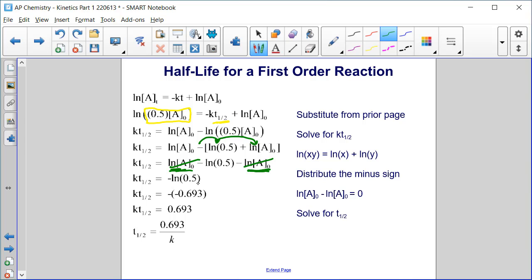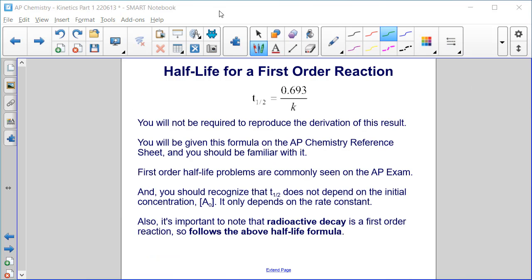The natural log of 0.5 is negative 0.693, so that becomes positive 0.693. And I divide both sides by k, and I get that the half-life of a first order reaction is 0.693 divided by k. So here we see the half-life for a first order reaction, 0.693 over k.